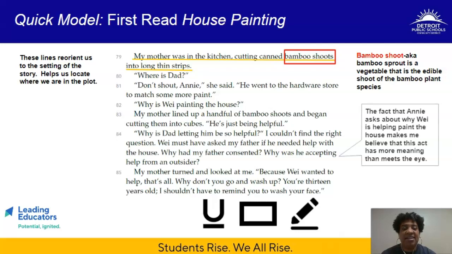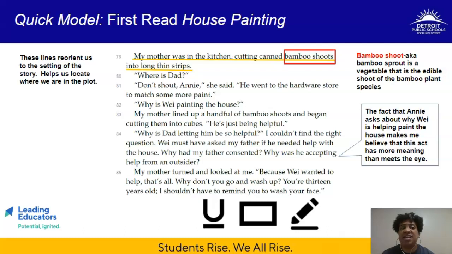It's important. And then as we look at the context of this conversation and dialogue between the mother and Annie, the youngest sister, who we now know is the narrator, the thing that comes to mind for me is the fact that Annie asks about why Way is helping to paint the house. And she doesn't just ask once, she asks twice. And then in between asking, she has a thought to herself, like, I can't quite come up with the right question. So basically what she's saying is that it seems as though to me that there's more than meets the eye with this particular act.